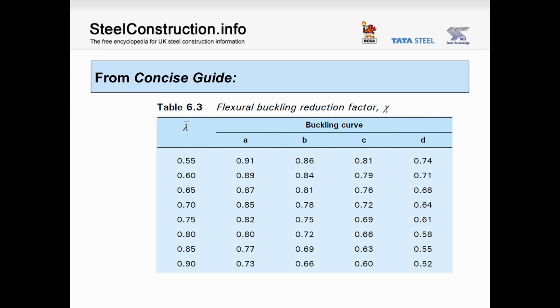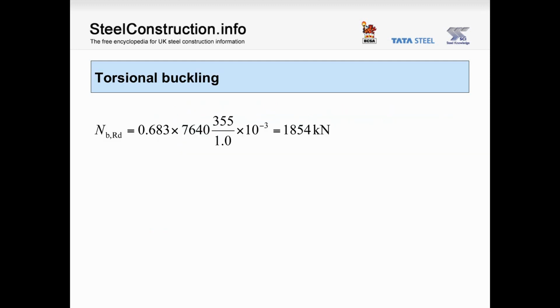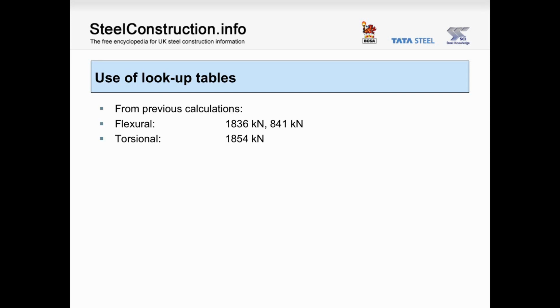Alternatively, we can use the lookup table. Curve C is appropriate for minor axis flexural buckling and therefore is also appropriate for torsional buckling. We know the value of lambda bar as 0.766 in this case, so with a bit of interpolation, the value of chi is 0.683. So we can calculate the torsional buckling resistance as chi multiplied by area multiplied by yield divided by gamma m1, and the answer in this case is 1854 kilonewtons.